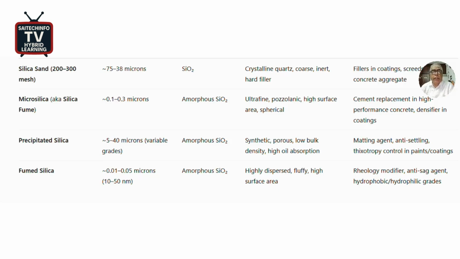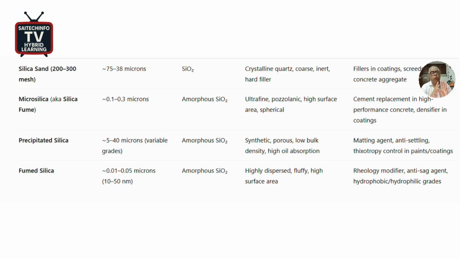Then, regarding fumed silica, the micron size of this type of fumed silica lies between 0.01 and 0.05. It is much finer, very, very fine. So it is in the order of nanoscale, that is nanometer. Nanometer means 10 power minus 9 meter. Micron means 10 power minus 6 meter. So the particle size is very, very fine, in the order of 10 to 50 nanometer.